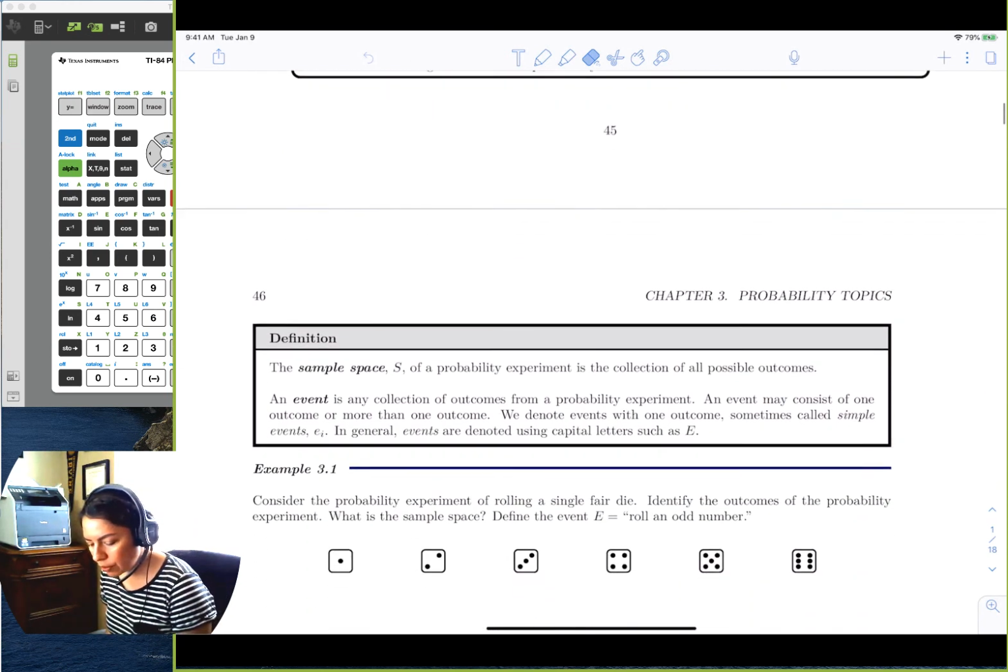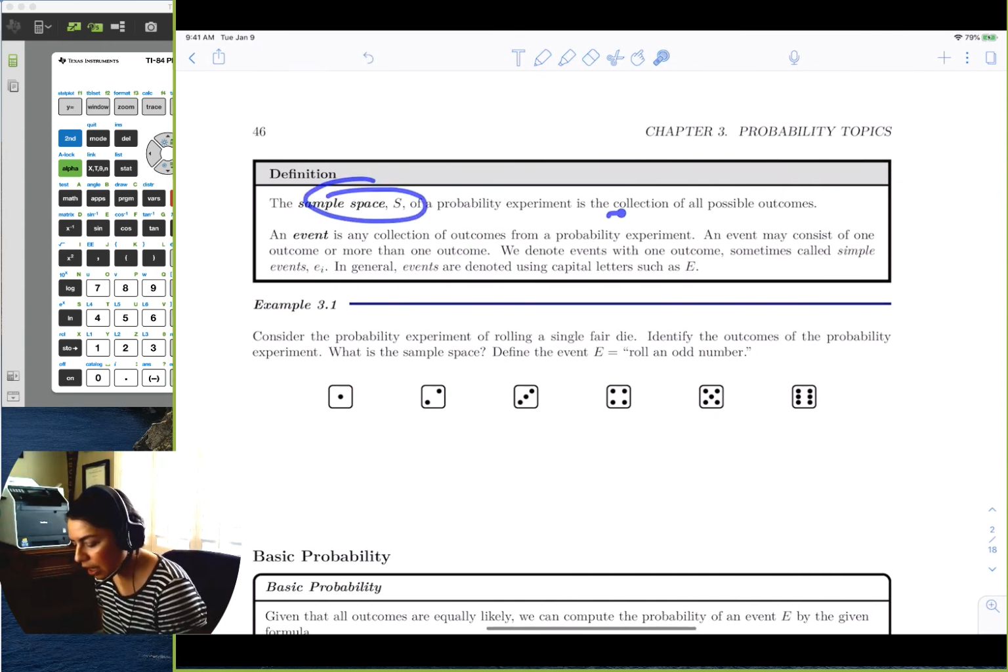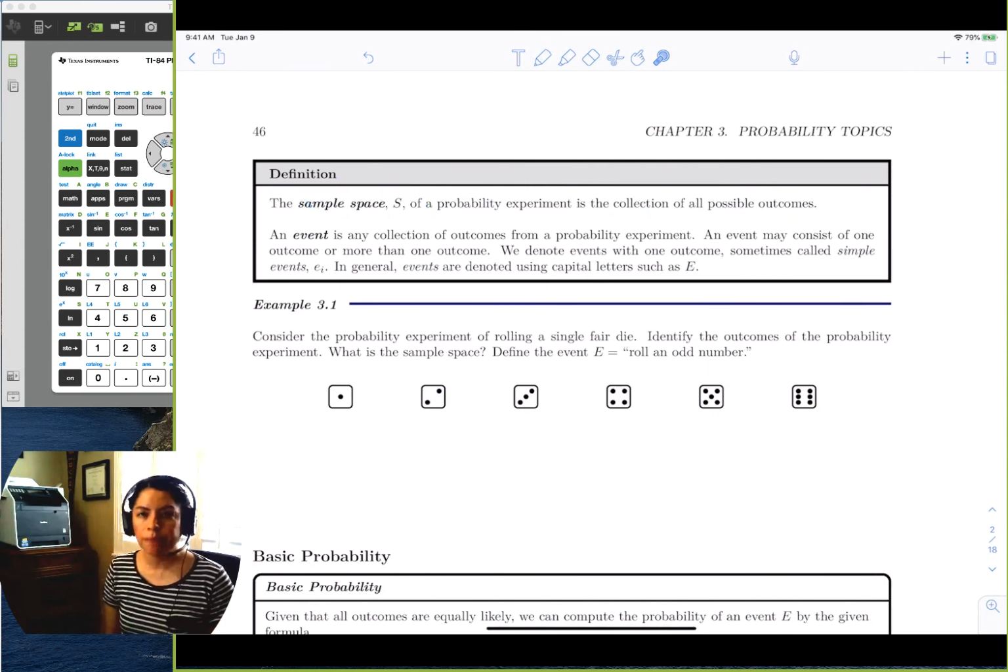So the first thing we'll need is the sample space of the event occurring. And the sample space is just the collection of all possible outcomes. So if I tossed a coin, what are all the possible outcomes? Can I toss a coin and get a piece of gum?